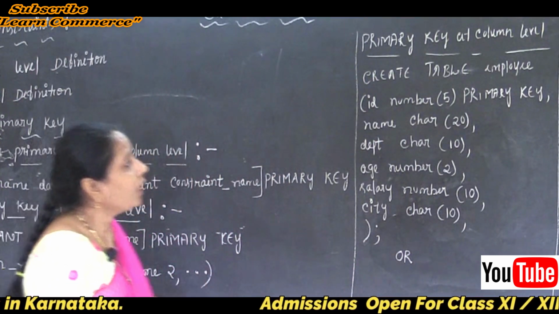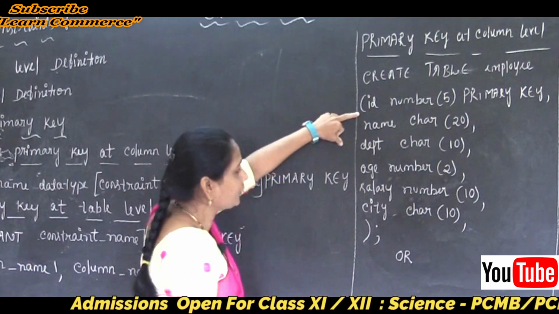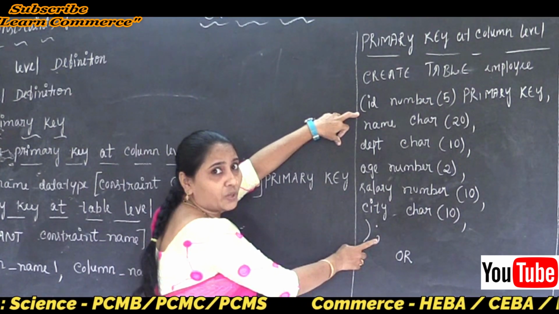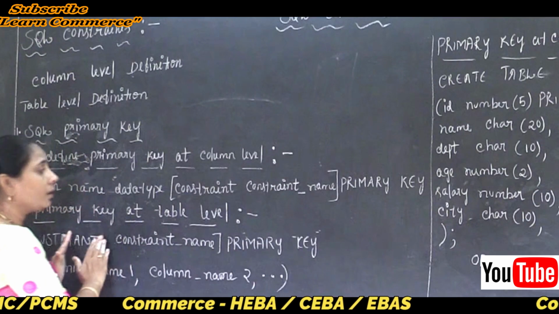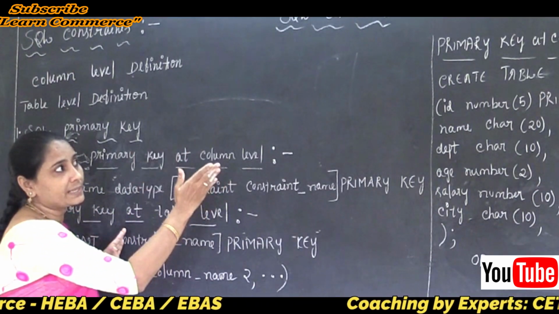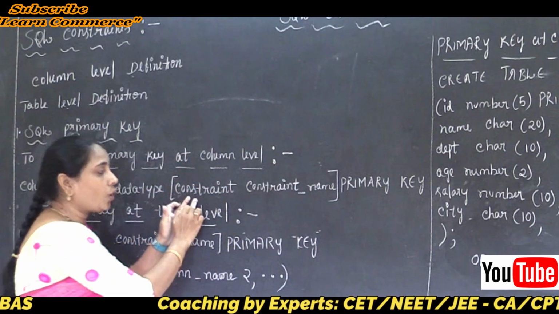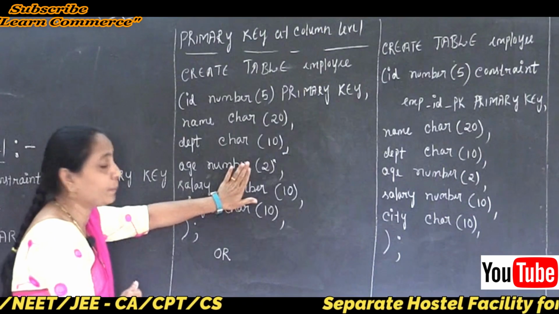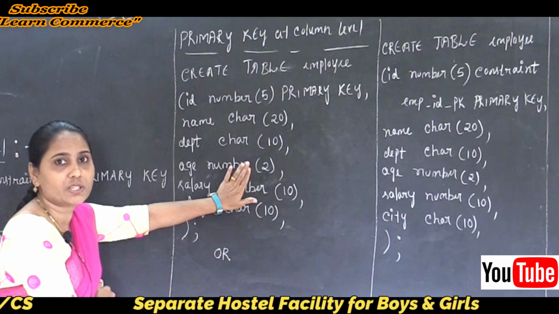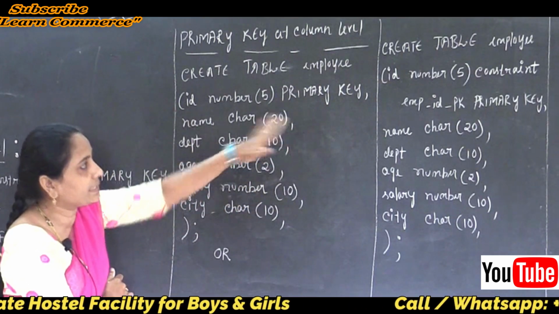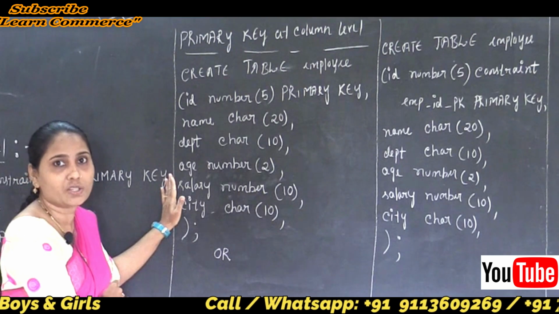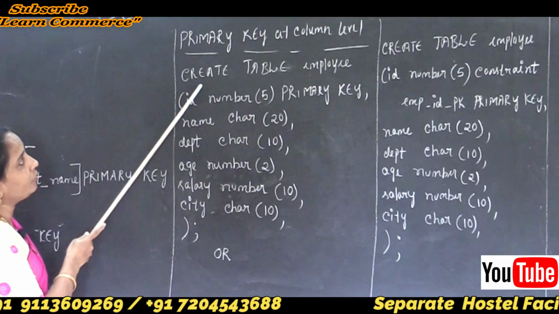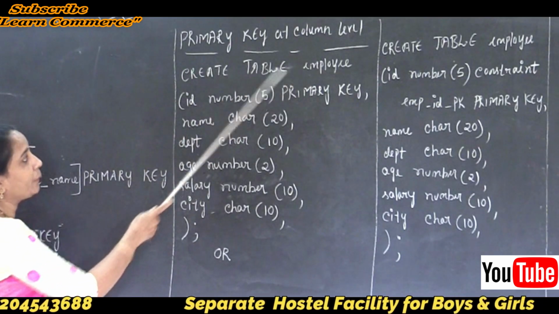Whatever bracket we open, such bracket is going to close here, and then we use the semicolon. Clear this point here? Why? Because I already said, before giving the example about our primary key, the constraint underscore name is optional. So in this example I didn't use the constraint underscore name, but in the second example I use the constraint underscore name here.